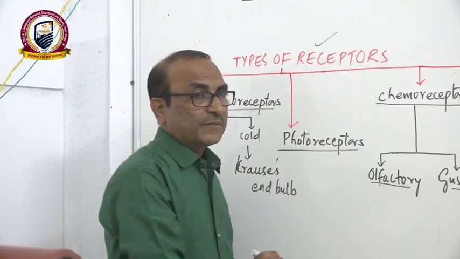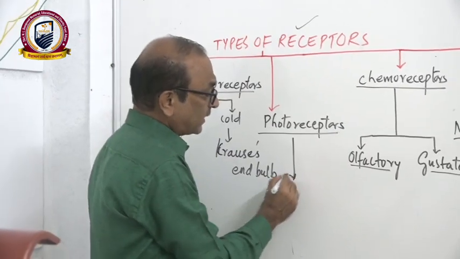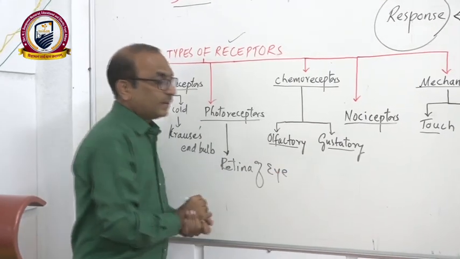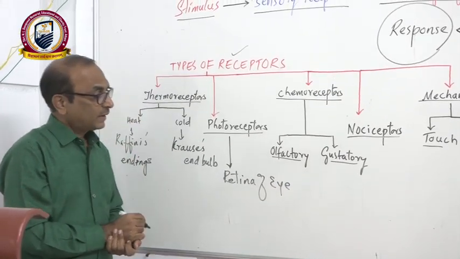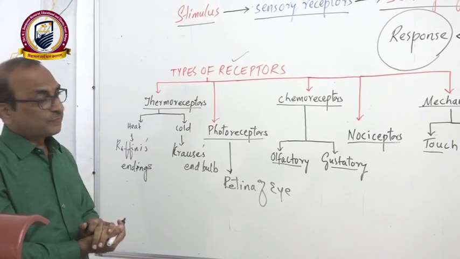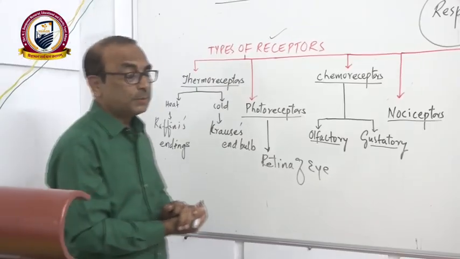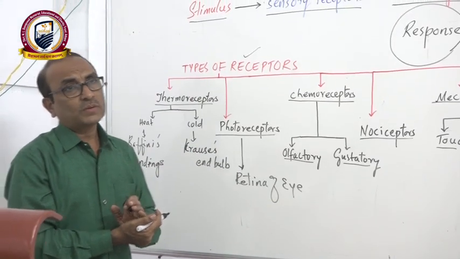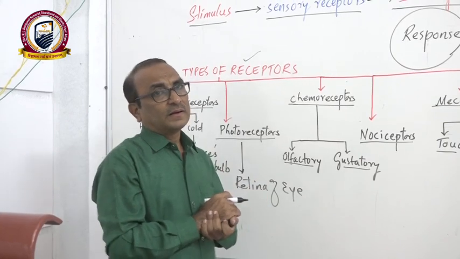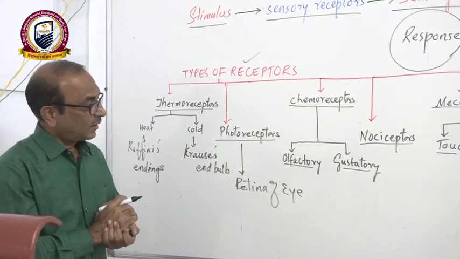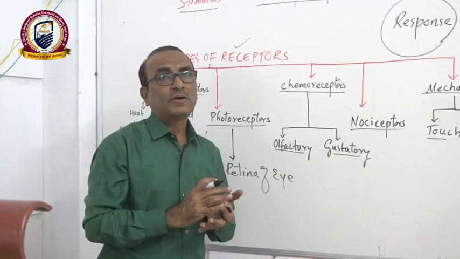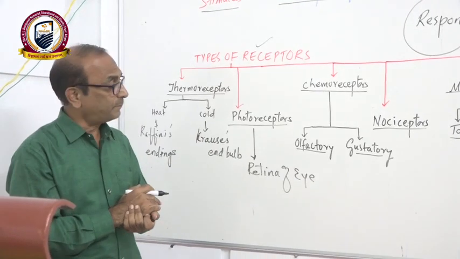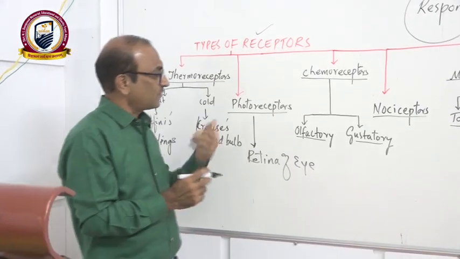Then photoreceptors. Photoreceptors are found in the retina of the eye, and these photoreceptors are the important receptors for visual perception. Visual perception means the things we see around us, the sense of seeing. Just imagine how pathetic is the condition of a person who is blind. He can't see anything around him. So these are very important receptors, photoreceptors.